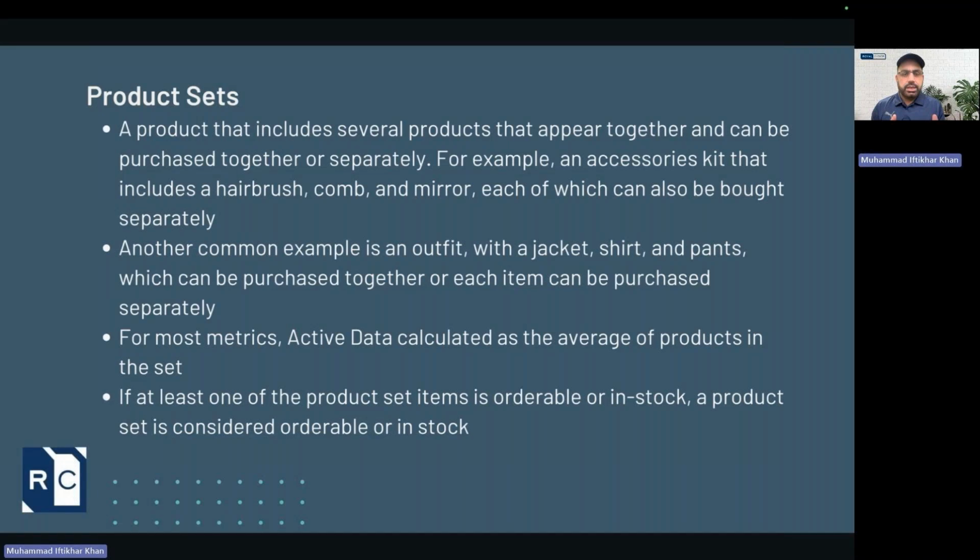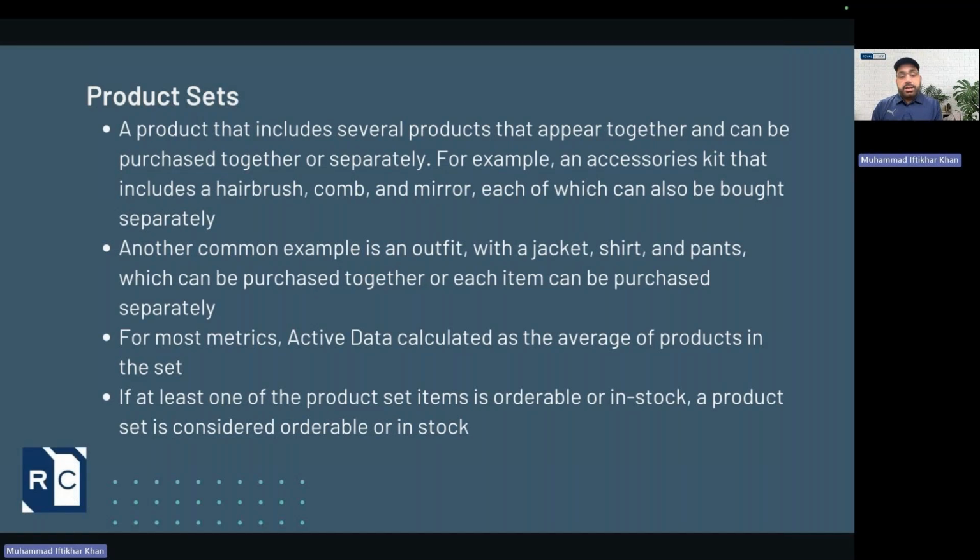We will see the PDP page of the product site in a while, where you can see the option of multiple add to cart options at the product level as well as for the set as a whole. The common example is an outfit with a jacket, shirt, and pant, which can be purchased together, or each item can be purchased separately. So this is an example of the set.